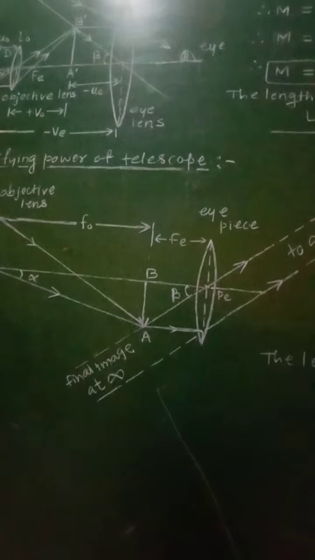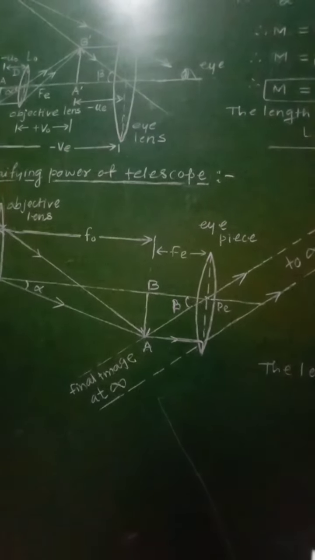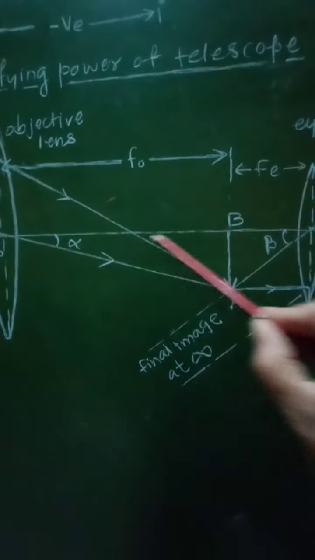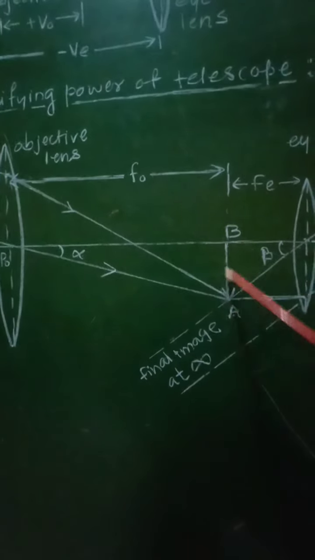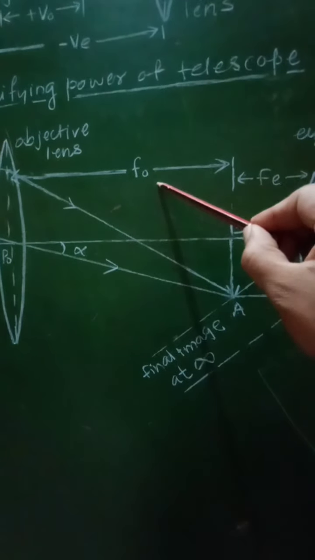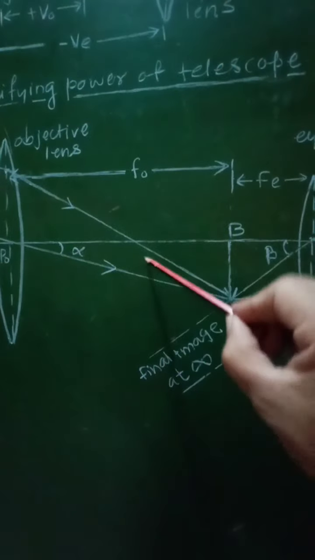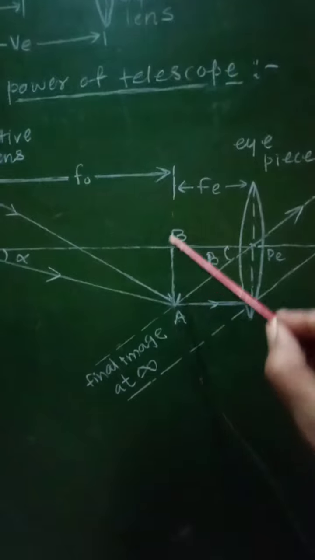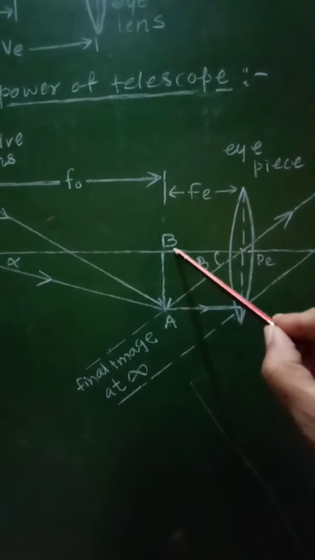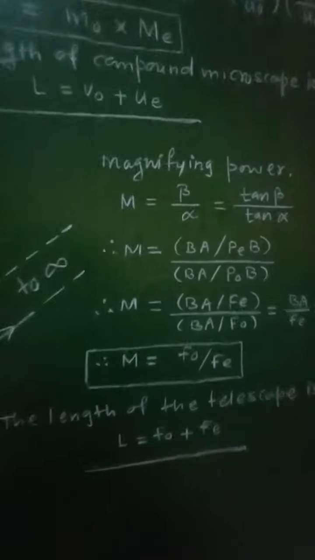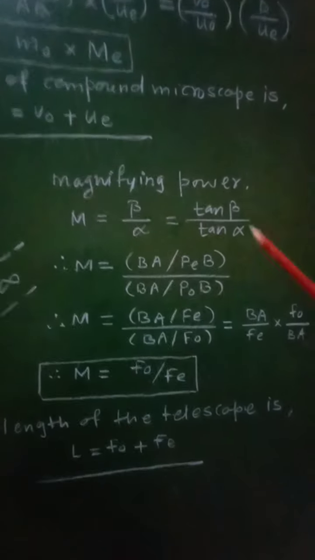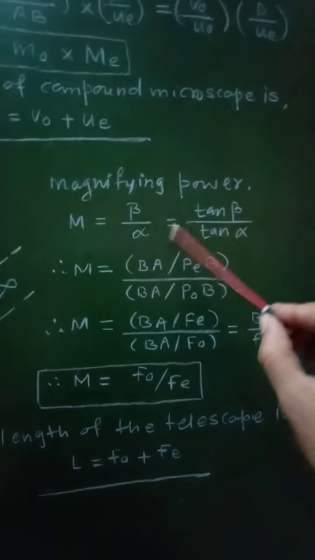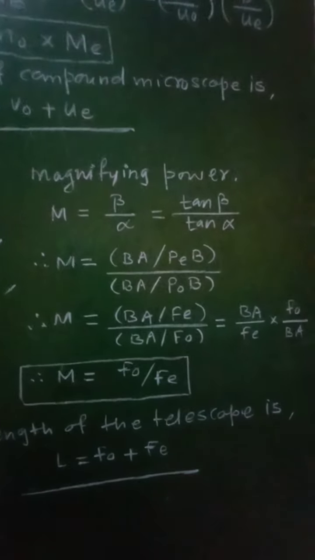Again, the angular magnification or magnifying power of the telescope will be given as follows. If you consider the geometry, this is alpha. Alpha will be equal to the opposite side AB upon the adjacent side FO, so AB upon FO. Similarly beta will be equal to opposite upon adjacent, that is AB upon FE. And therefore the magnifying power we can find as m equal to beta upon alpha, that is equal to tan beta upon tan alpha.